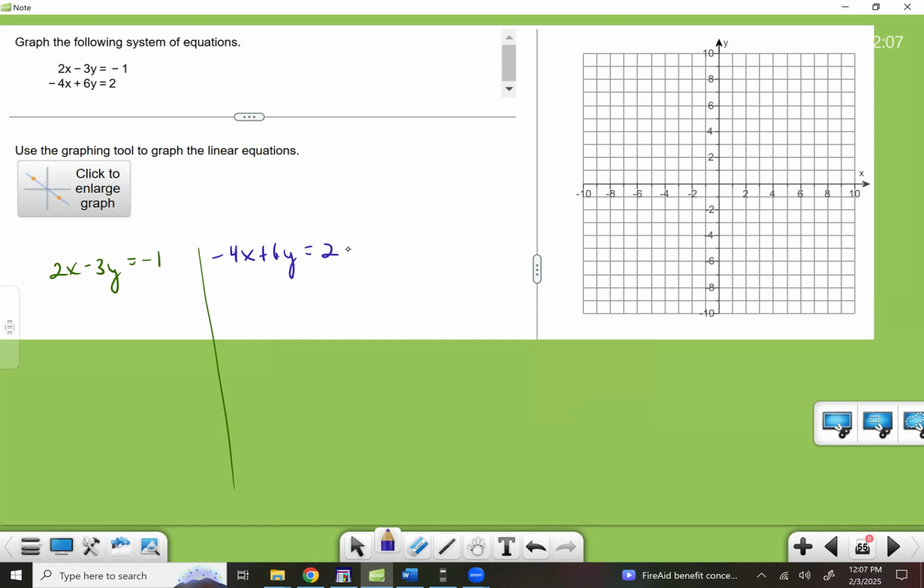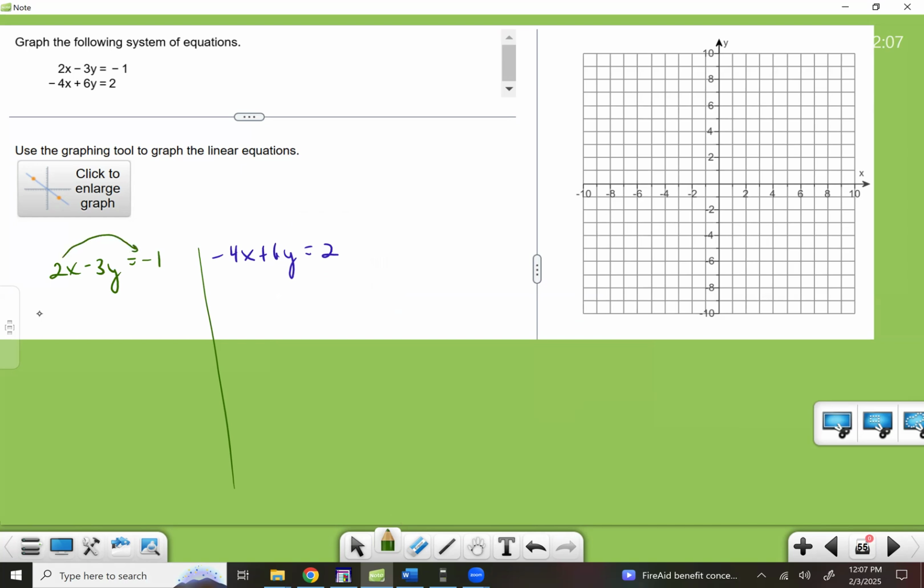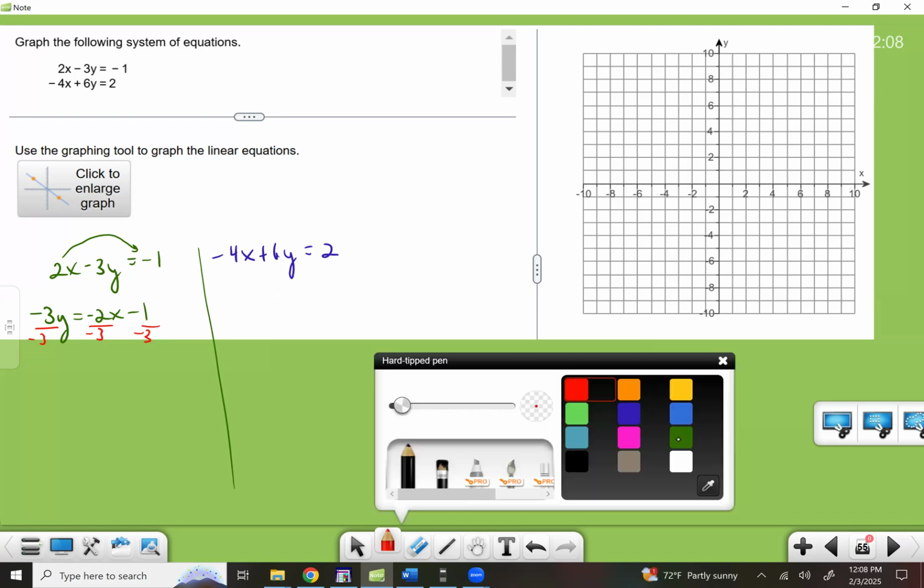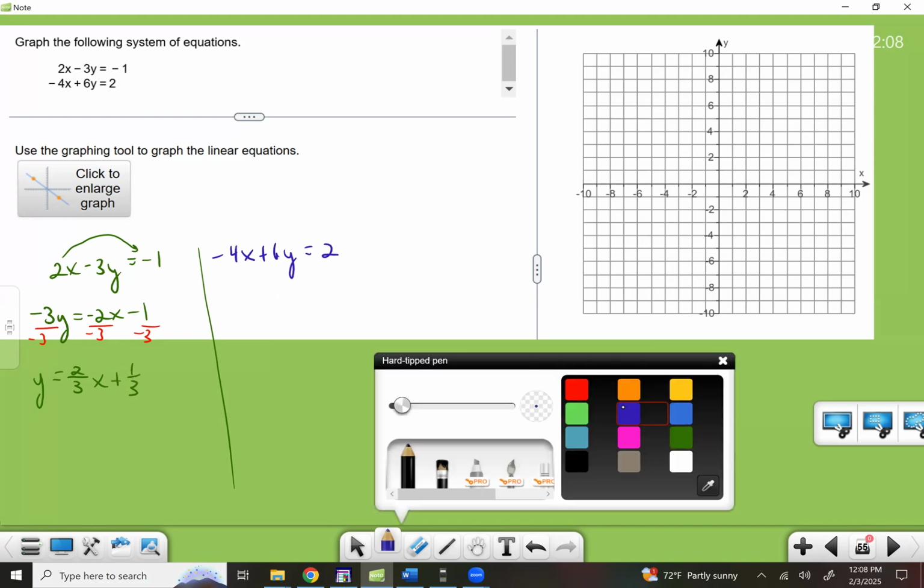All right. So what we're going to do is move the 2x over to the other side, so it'll be negative. And then we have to get rid of that -3, so we're going to divide each term by -3. So that's going to get us y equals, now a negative divided by a negative is going to turn this into a positive 2/3. And then another negative divided by a negative is going to turn this into a positive 1/3.